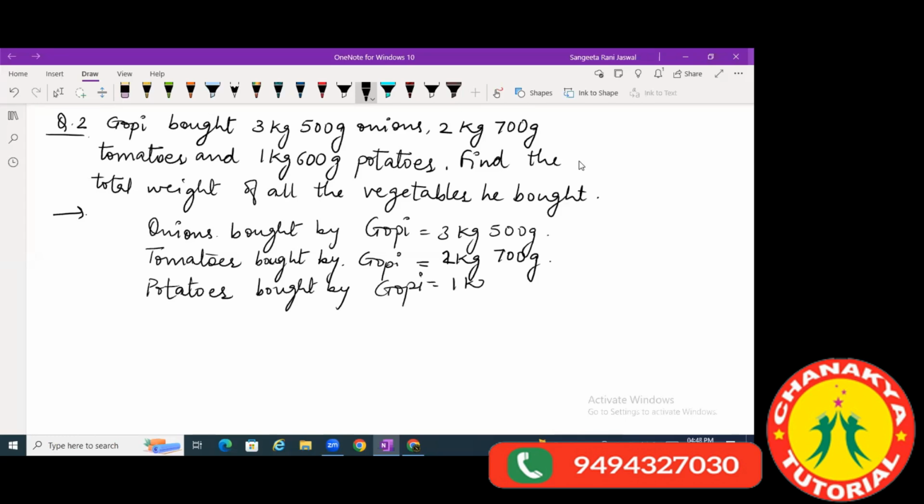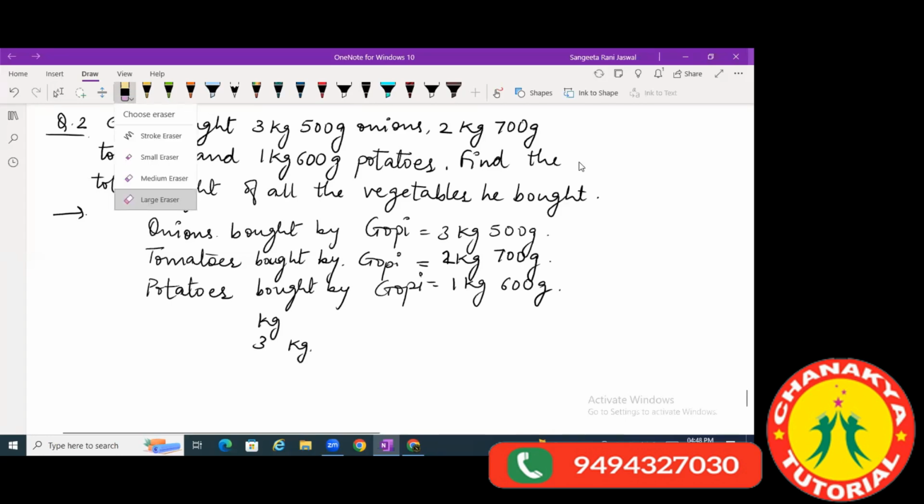Now, our question is to find the total weight of all the vegetables he bought. So, total weight of all vegetables will be, you will add all these, okay? Instead of adding here, because it will mess up then, please note this down here. You can write kg on top, like this.